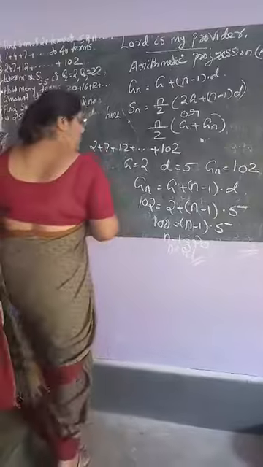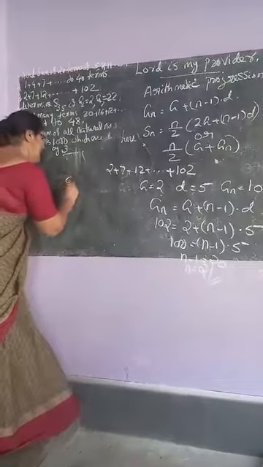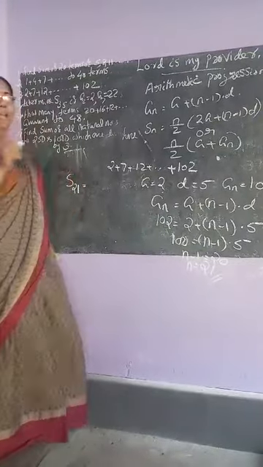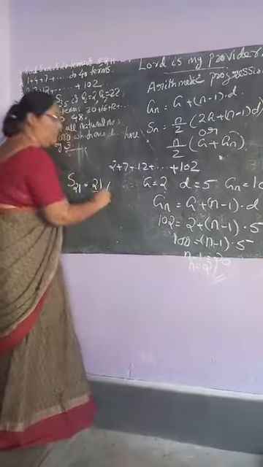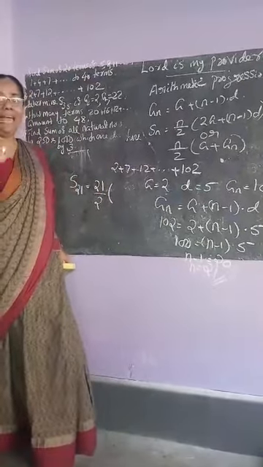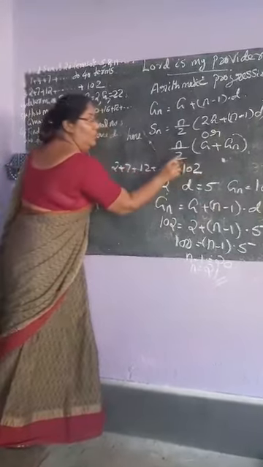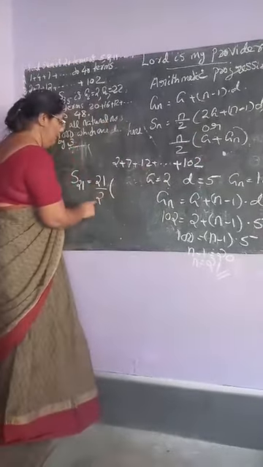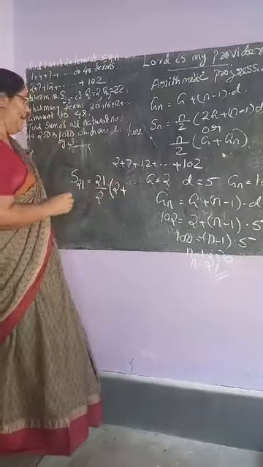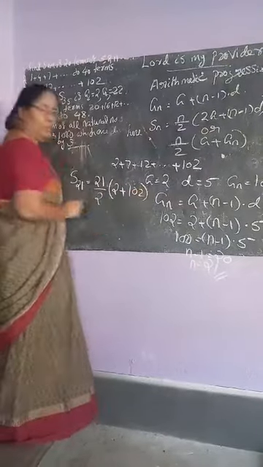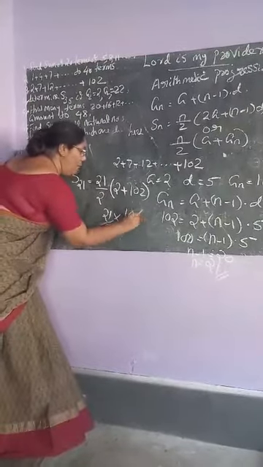Therefore, our aim is to find the sum of 21 terms, that is S21. What's the formula? S21, n by 2, 21 by 2 into. If the first term and last term are given, you can apply this formula: n by 2 into a plus an. 21 by 2 into, what is your a? 2 plus, what is your an? An is equal to 102. That is 21 by 2 into 104.